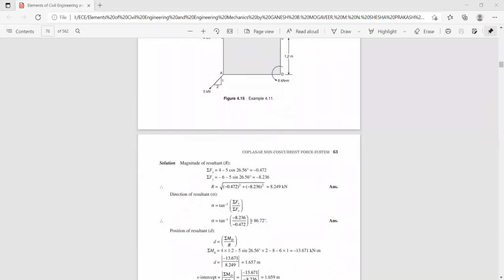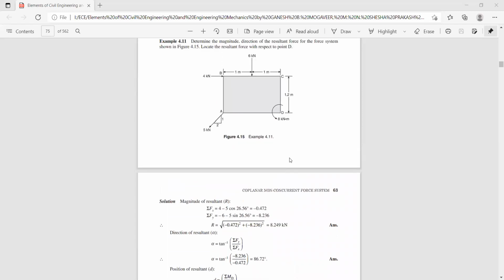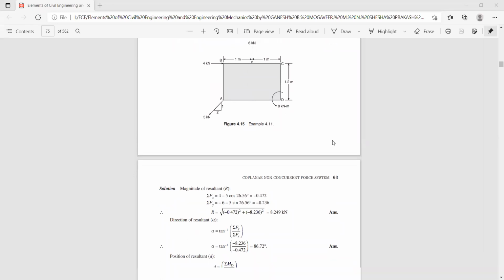Now let us check the moment of the resultant. Sigma Md: 4 into 1.2 minus 5 sine 26.56 into 2 minus 8. And one more, sorry, we have not taken this. This is acting in the downward direction, and it also creates an anti-clockwise movement. So minus 6 into the perpendicular distance, which is 1 meter. So sigma Md is equal to minus 5 sine 26.56 into 2 plus 4 into 1.2 minus 6 into 1 minus 8.